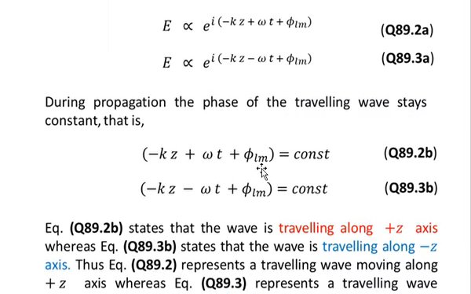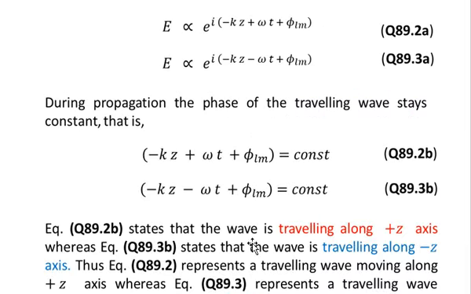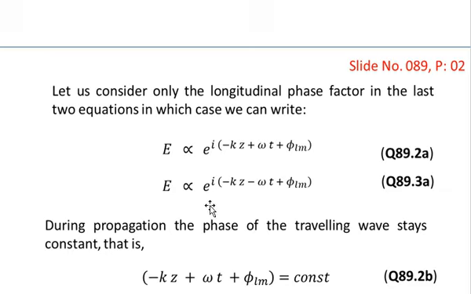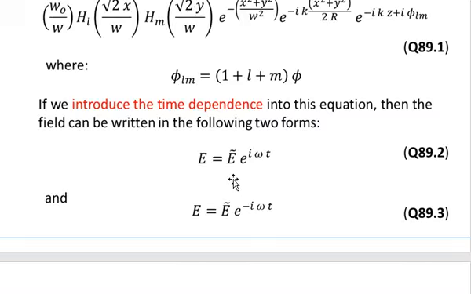You know that, as stated just now, equation number 2b and equation number 3b state that the waves are traveling along the positive direction and along the negative direction respectively. That is, we have these two waves shown in equations number 2 and 3. In equation number 2, the wave is traveling along the positive z direction, and in equation number 3, the wave is traveling along the negative z direction.